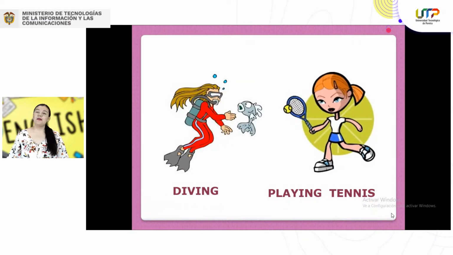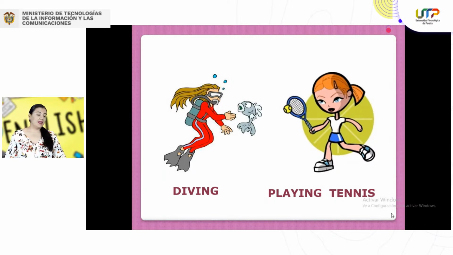Next one, diving. Look at this one. Diving, it's not driving with R, yeah? Look at the picture. It is done underwater. That's why you need a specific and special suit to do this activity. It is mainly done in the sea or the ocean.